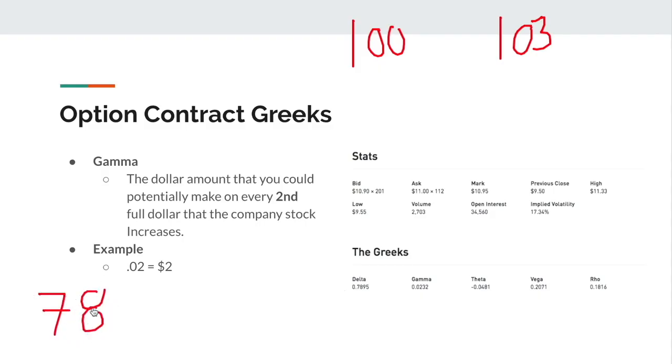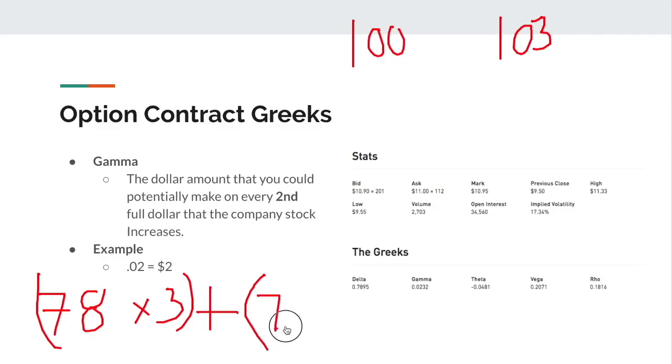and you multiply that times 3 because the stock moved up 3 whole dollars, and you're gonna add gamma. So gamma is in this case $2. So you don't multiply it by 3, you multiply it by 2. The reason why is because you didn't make gamma on your first dollar jump. You only made delta on your first dollar, and gamma kicked in after the second dollar.